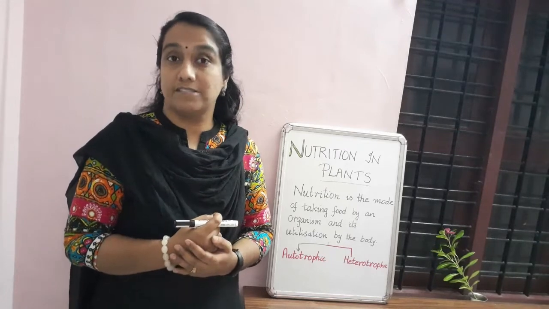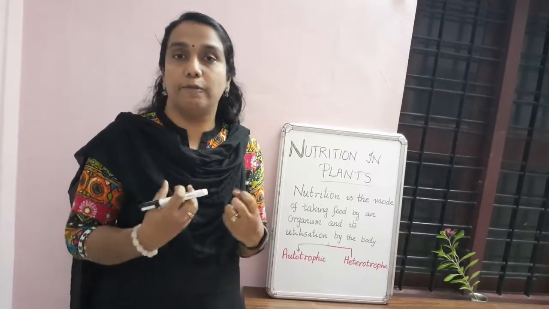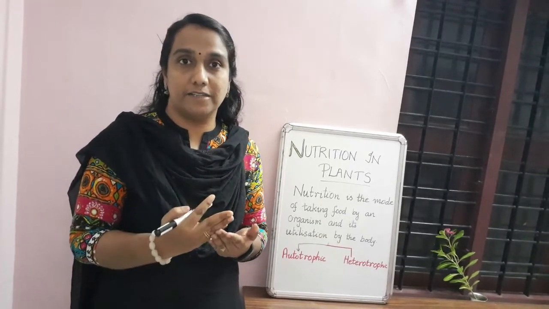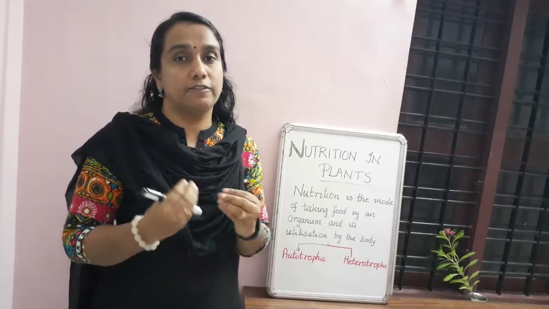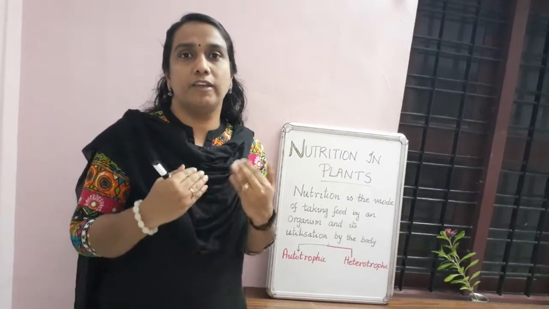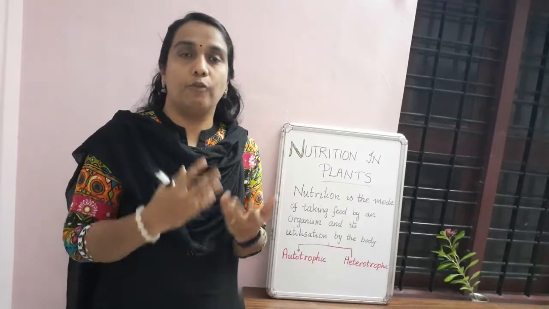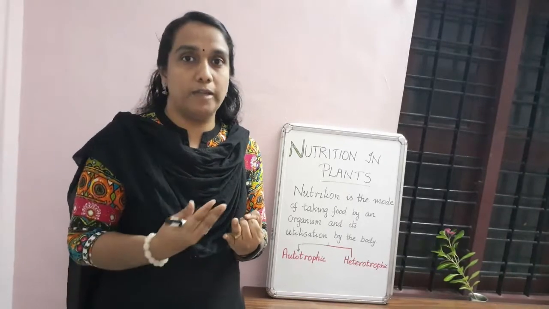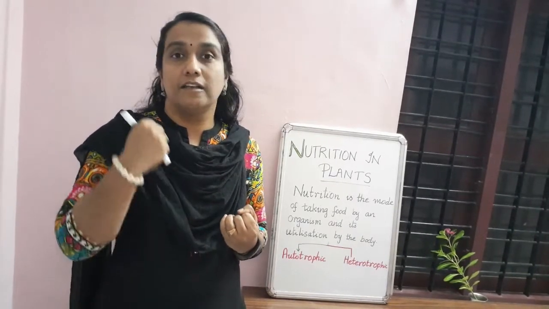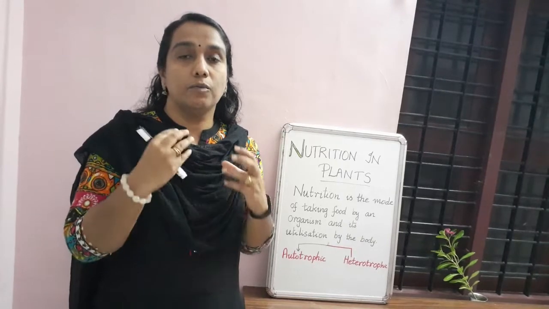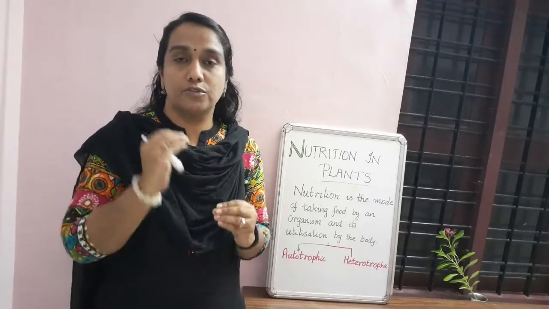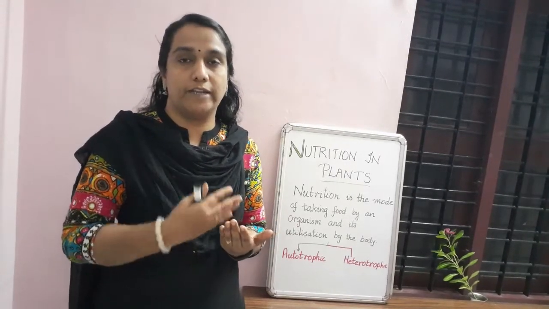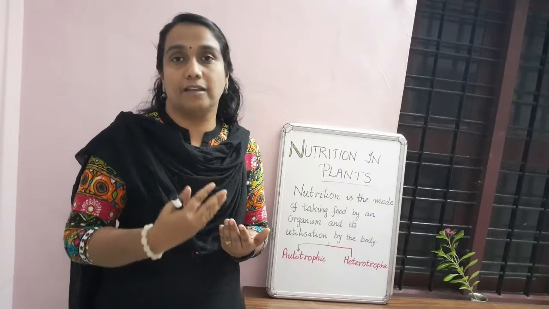In last year's classes we have studied the different types of nutrients that we are taking through food: carbohydrates, proteins, vitamins, fat, etc. So why are we taking food? For growth, for repair of our body parts, and above all to get energy, right? So nutrients are very important. We should eat food which contains more nutrients like carbohydrates, vitamins, proteins, minerals, etc.